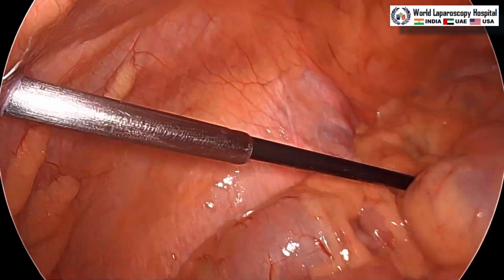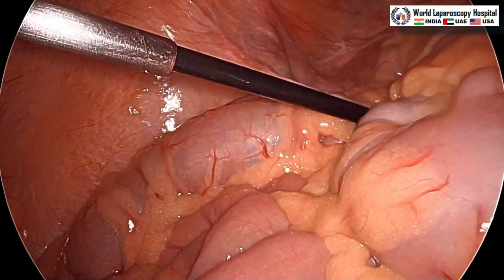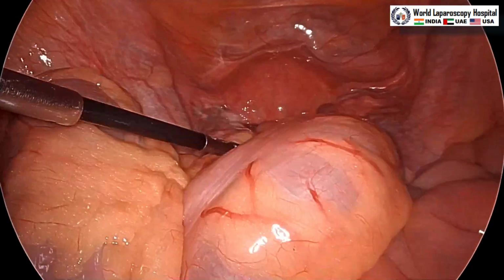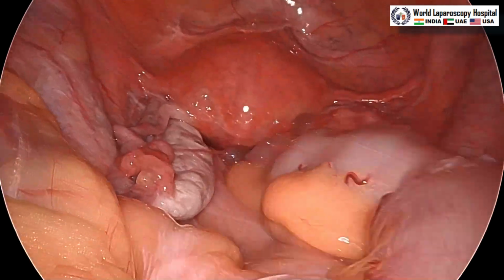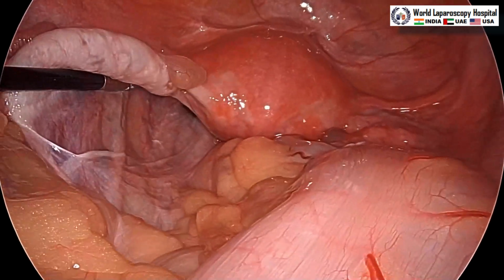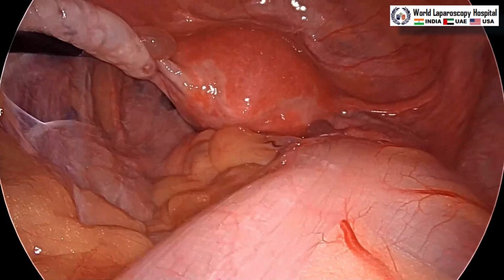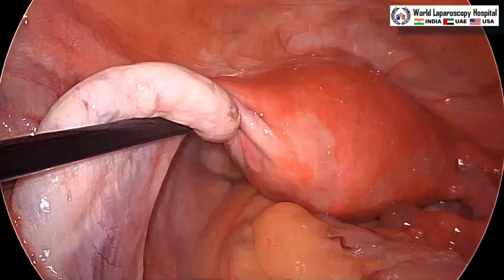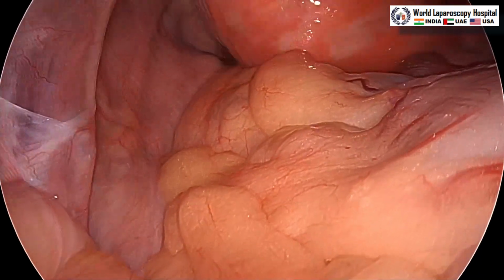This is the triangle of Doom of the left side, this is the sigmoid colon, and the sigmoid colon is a little distended, and here we can see the IP ligament of the left side, and if we go deep there you can see the peristalsis of the left ureter. So, this is the left ureter visible and here is the peristalsis.